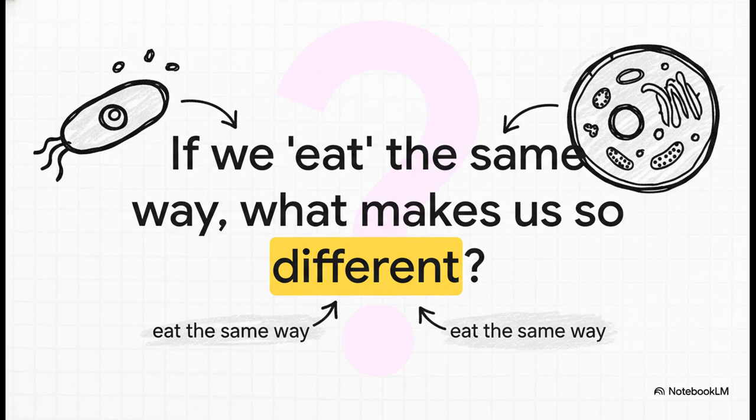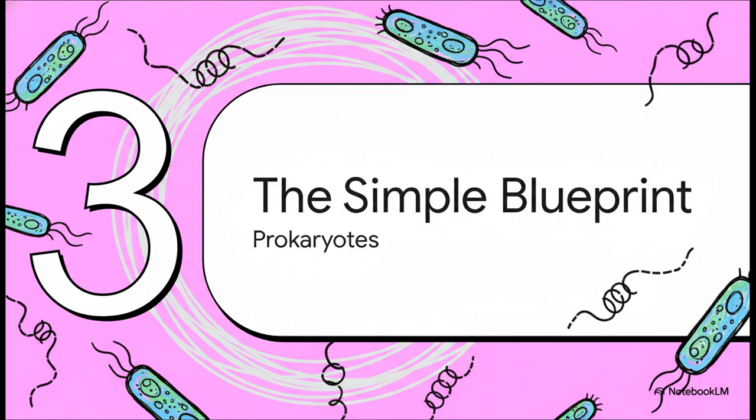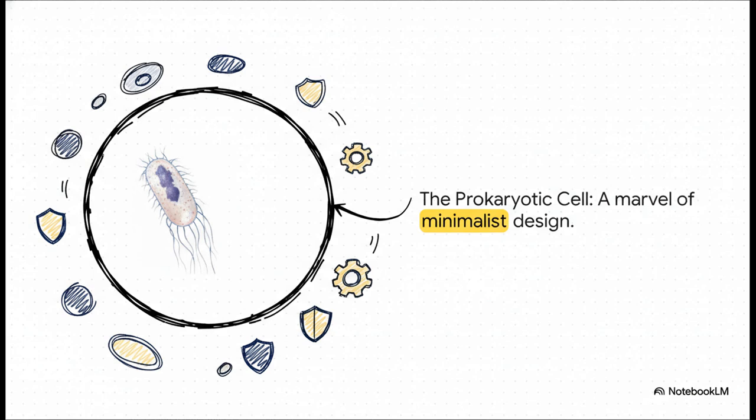Well, the answer isn't in what we eat, it's in the house we build to do the eating in, our cells. So let's start with the first blueprint for life, the one E. coli uses. This is the simple, super efficient, and wildly successful world of the prokaryotes. I mean, just look at this thing. It's a masterpiece of minimalist design. It has absolutely everything it needs to survive and nothing it doesn't.